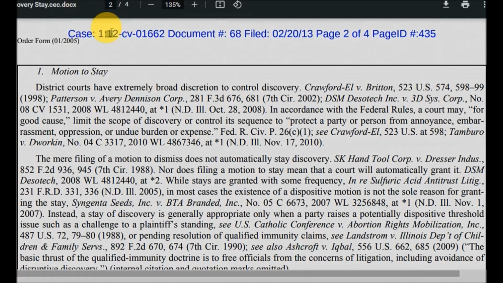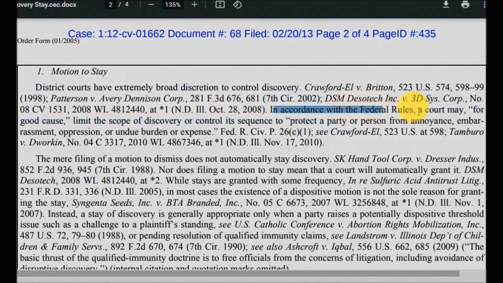Case number 1:12-CV-01662. District courts have extremely broad discretion to control discovery. That's a starting point. Besides those basic things we've read, they will merge it with the fact that they can control discovery however they want.